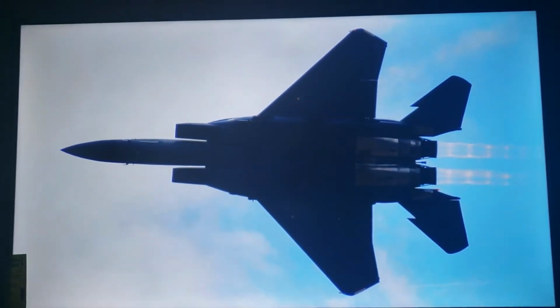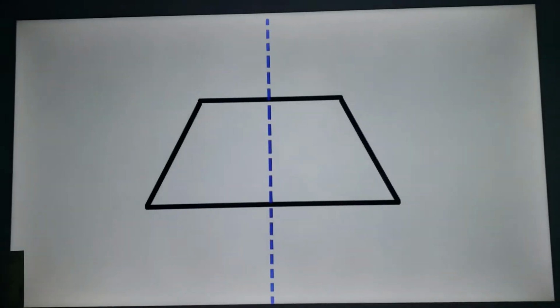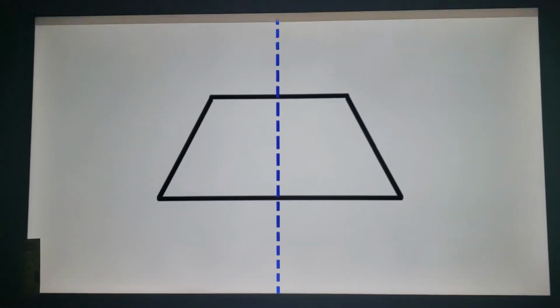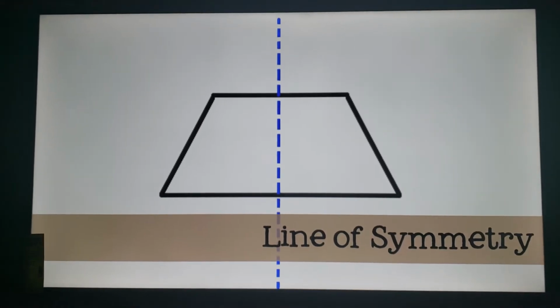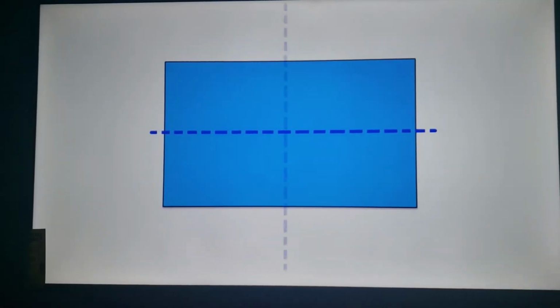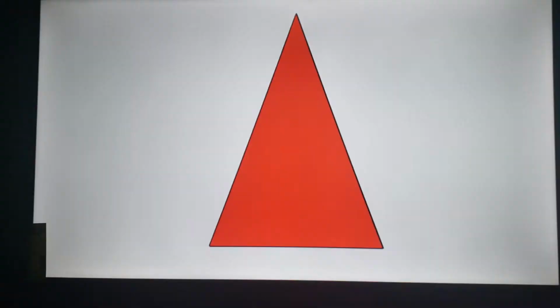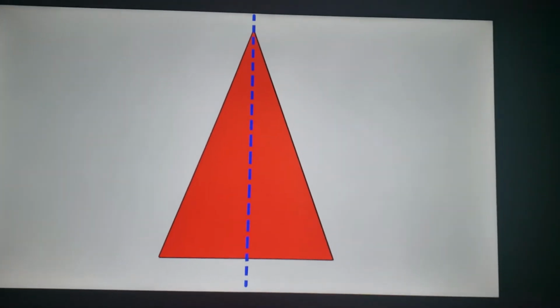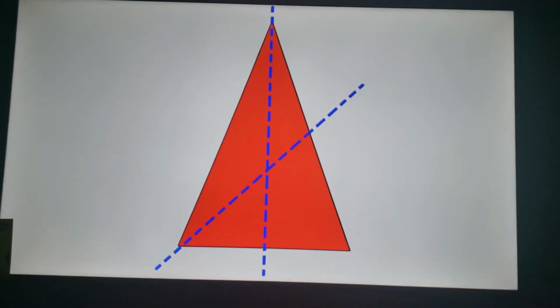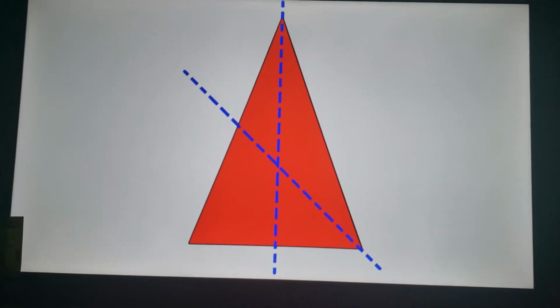If you were to draw an imaginary line down the center of a symmetrical object and fold it in half along that line, the shapes would match up. This imaginary line is called a line of symmetry. Some symmetrical objects only have one line of symmetry, while others have more. For example, this triangle only has one line of symmetry, straight down the middle, because if you try to divide it any other way, the pieces don't match up.